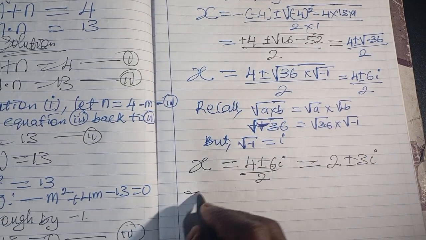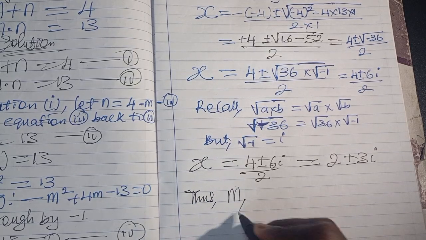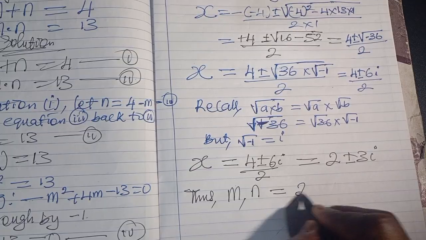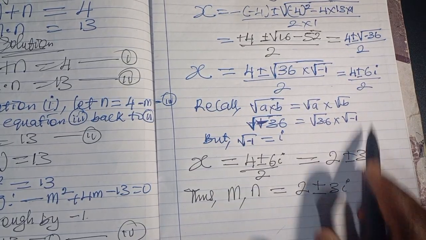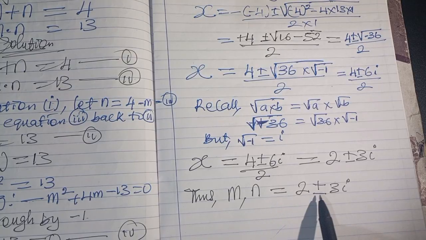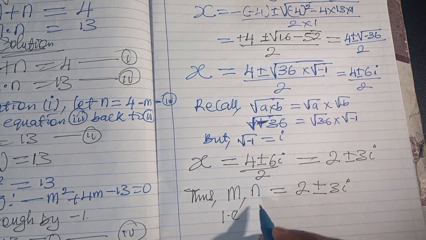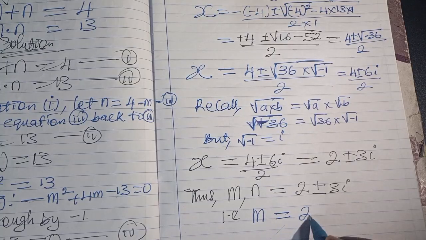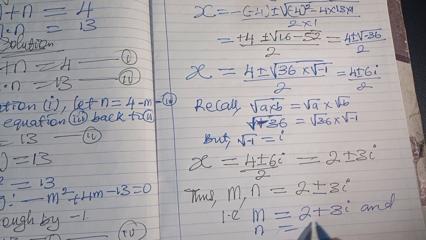Thus the value of m and n is equal to 2 plus or minus 3i, because this is a quadratic equation and you have two values. So m is equal to 2 plus 3i and n is equal to 2 minus 3i. That is, m equals 2 plus 3i and n equals 2 minus 3i.